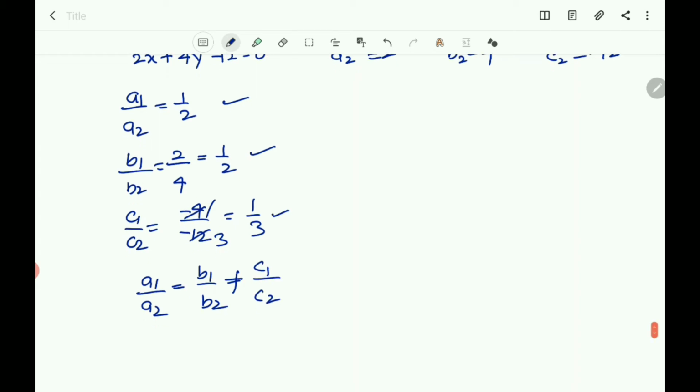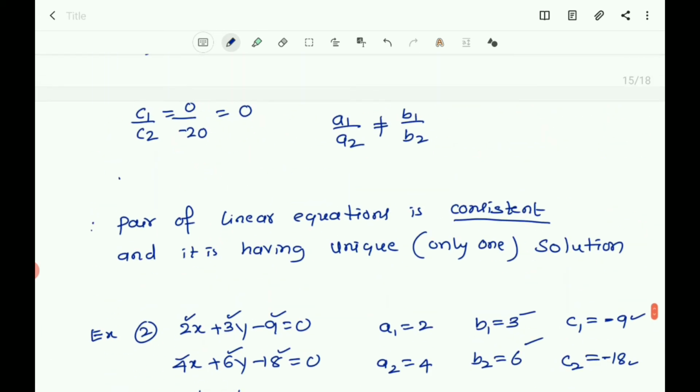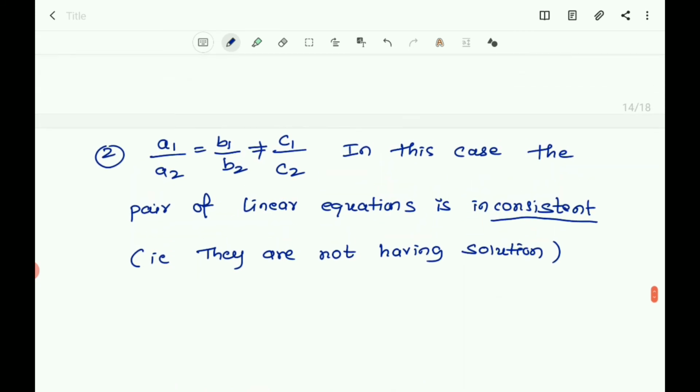Here this is different. So you have a1 by a2 is equal to b1 by b2 is not equal to c1 by c2. a1 by a2 and b1 by b2 are equal, but they are not equal to c1 by c2. So this is the second situation, which you already discussed: a1 by a2 is equal to b1 by b2 not equal to c1 by c2.